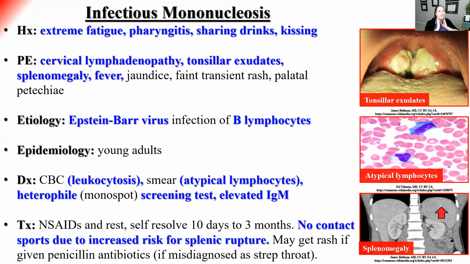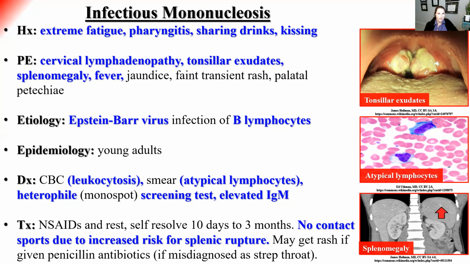On exam, cervical lymphadenopathy. You look in the back of their throat and they have these tonsillar exudates. You could also think about strep in this situation as part of your differential because that can kind of look like that too. So tonsillar exudates, splenomegaly, depending on how severe it is, because all of those cells are being chewed up by the spleen. This is a really important point that I'm going to come back to when we get to the counseling points on this. Jaundice may occur. They may have a faint transient rash or a palatal petechiae on the inside of their mouth.